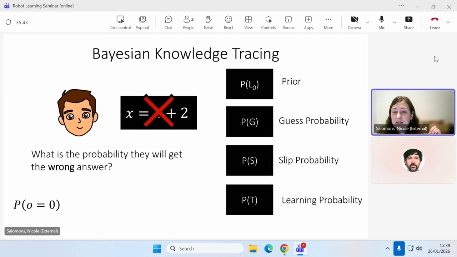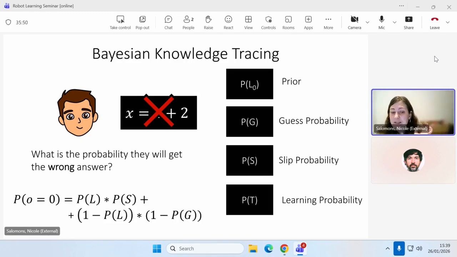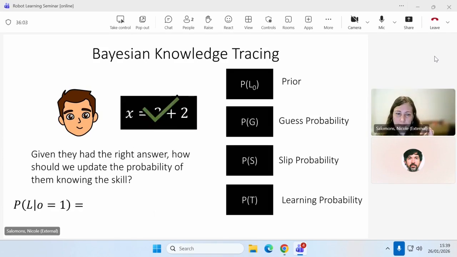Conversely, what is the probability that they'll get the answer wrong? This is the opposite, right? This is the probability that they have mastered a skill but accidentally slipped and got it wrong, plus the probability that they have not mastered the skill and have not guessed correctly. All right, so that's something that we'll need for later on, but now we want to start modeling whether the student has gotten their skills correct or incorrect.